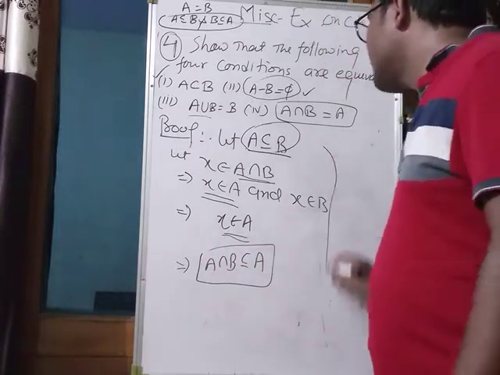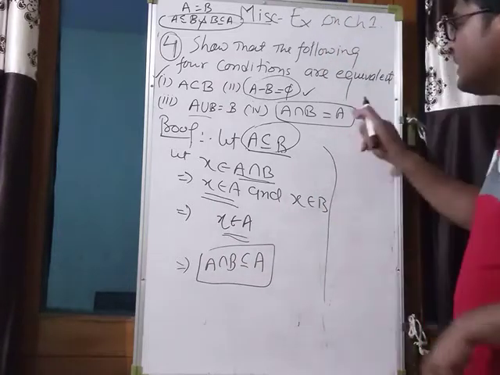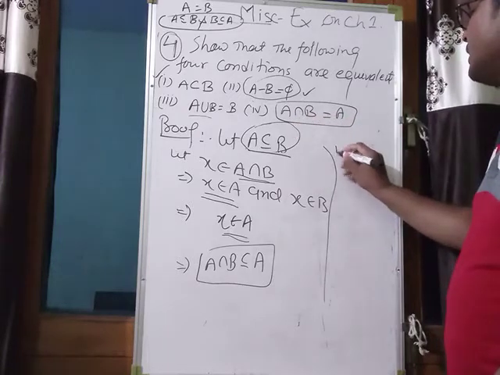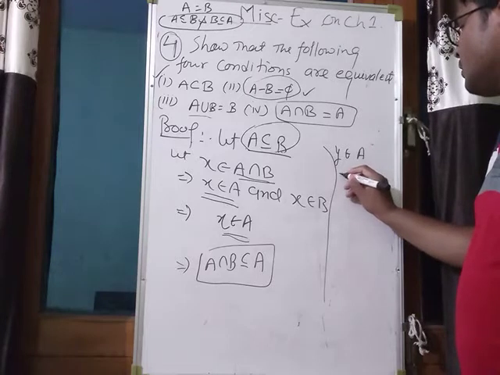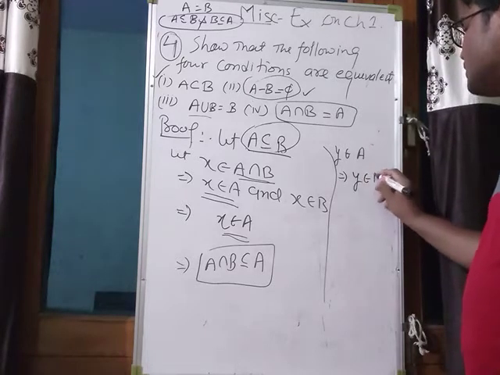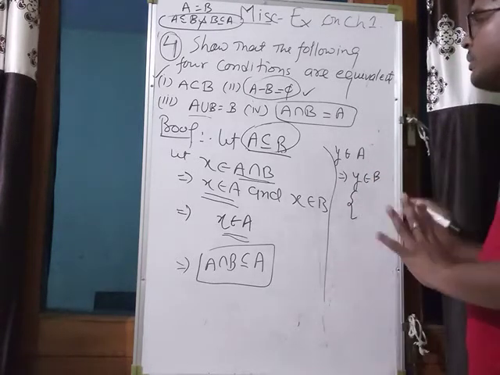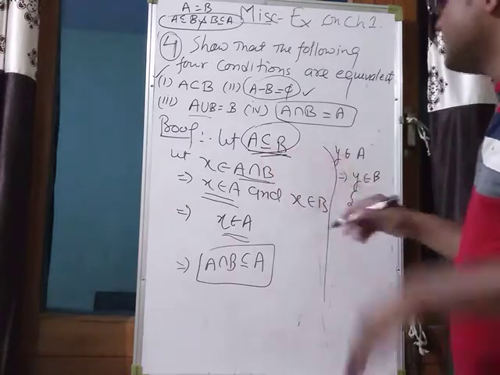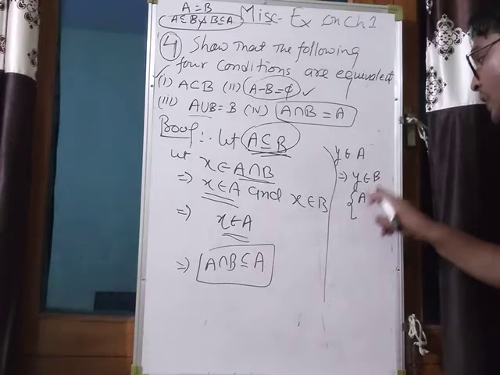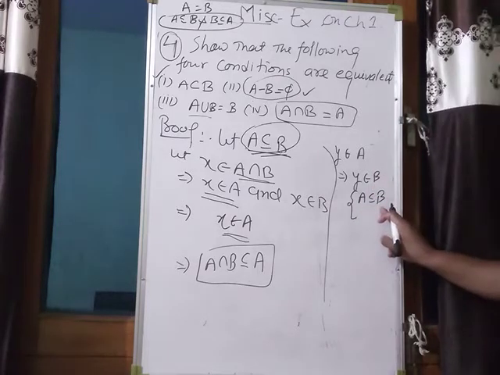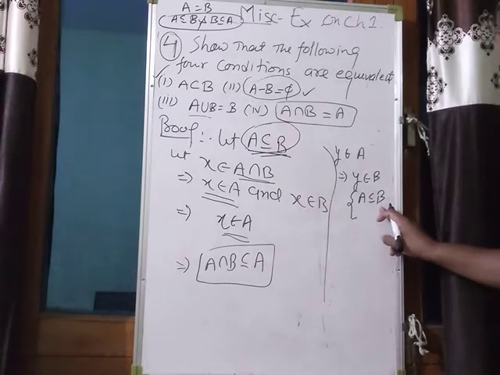Consider here, now we have to show that A is subset of A intersection B. So let y belong to A. Okay, now that is y belongs to B also. Why y belongs to B? Because A is subset of B, it is given A is subset of B, so each element which belongs to A must belong to B also. That is the definition of subset.